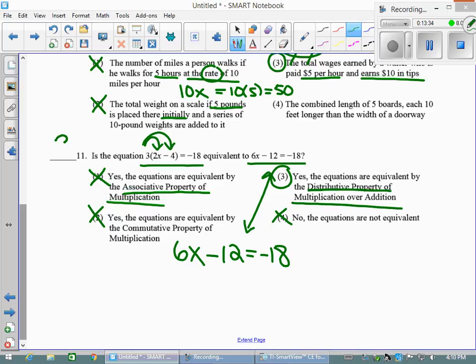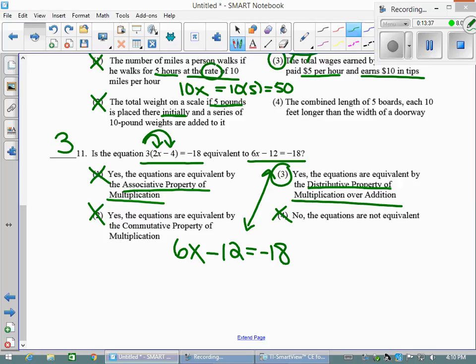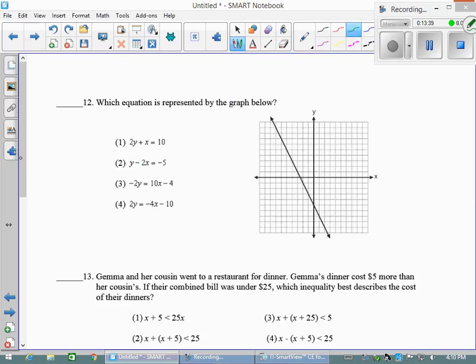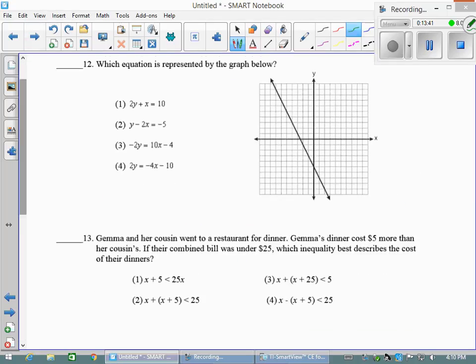Okay, question 12. Which equation is represented by the graph shown below? So I'm really being asked here to write the equation of this line. I'm going to first identify my y-intercept, which is negative 1, 2, 3, 4, negative 5. And then I'm going to identify my slope. So I'm going to find another nice point here, and it looks like I'm going down 2, right 1. So down 2 means negative 2 over 1, so my slope is negative 2.